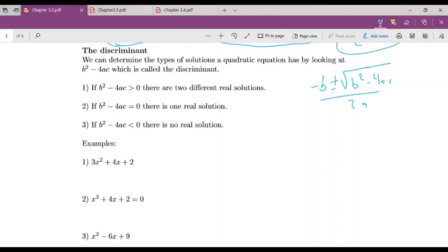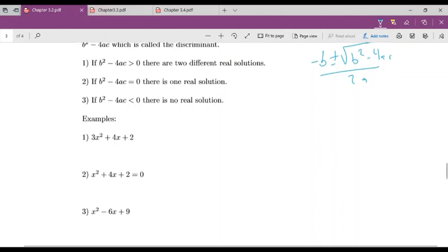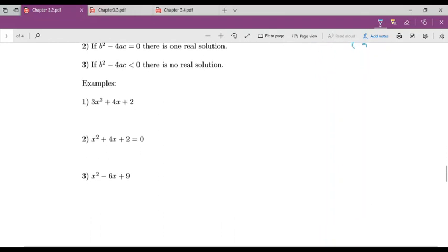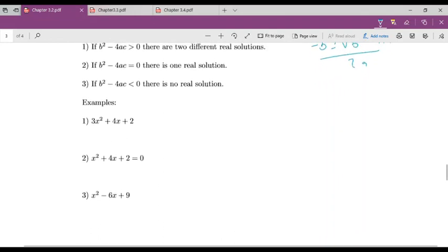If I have a negative under the square root, so my discriminant's a negative, I can't take the square root of a negative and wind up with a real solution. I wind up with an imaginary one. So that's how the discriminant plays out. With these examples, we're not going to solve them out. We're just going to say how many solutions they have and whether they're real or not.